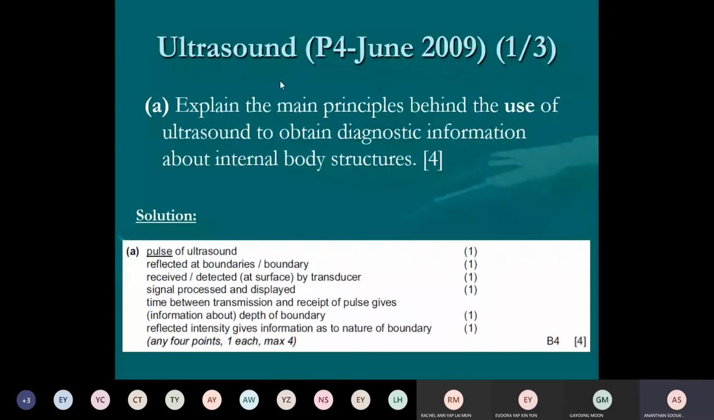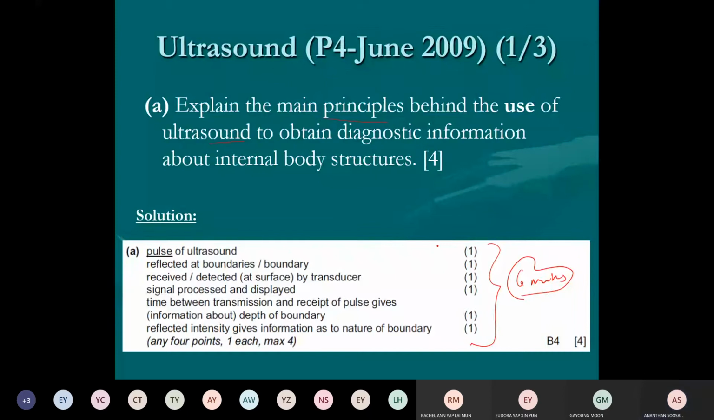Okay, so yes, we're done with ultrasound. It's a very long slide, but the only thing you need to remember, as usual, like a CT scan and MRI, is this wording. It's a 6 marks question if it comes out, maximum 6 points. If they ask you to explain the main principle behind the use of ultrasound, these are the 6 points you have to tell.